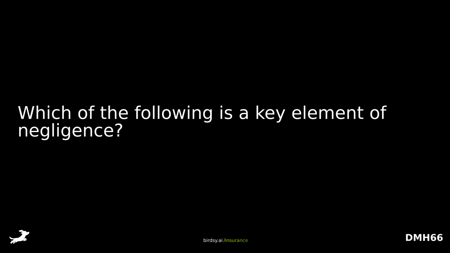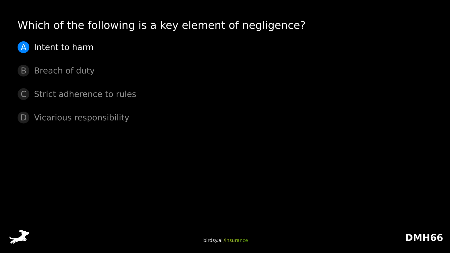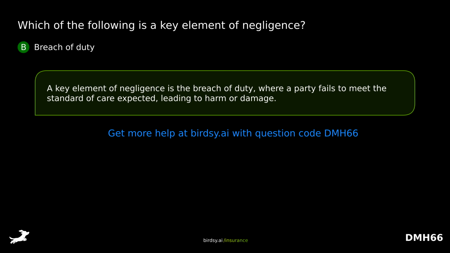Which of the following is a key element of negligence? Is it A, intent to harm? B, breach of duty? C, strict adherence to rules? Or D, vicarious responsibility? The answer is B, breach of duty. A key element of negligence is the breach of duty, where a party fails to meet the standard of care expected, leading to harm or damage.